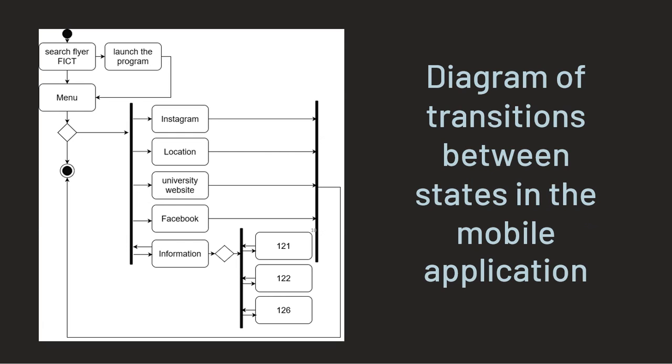A state diagram is used to describe the behavior of the application. The slide shows a diagram of the transitions between two states of a mobile application. This is a graphical representation of a state machine for software and systems, showing a behavioral model consisting of states, transitions, and actions. It represents the permitted states and transitions, as well as the events that affect these transitions.